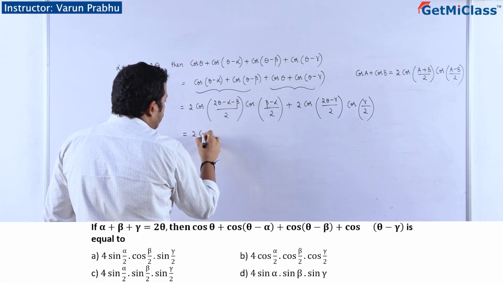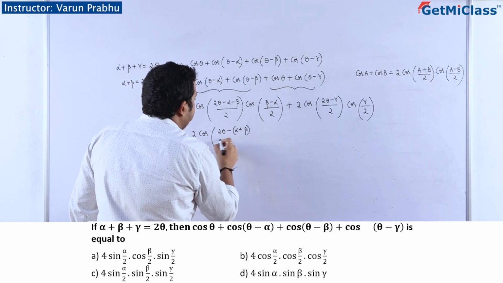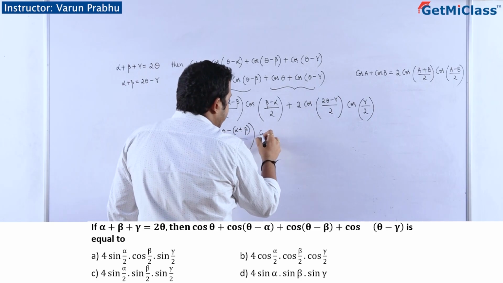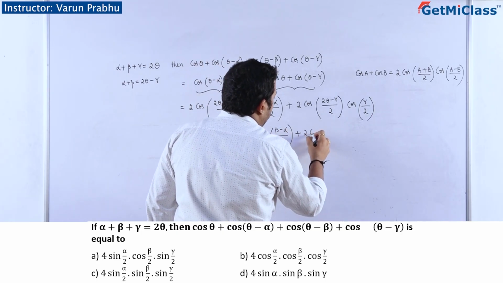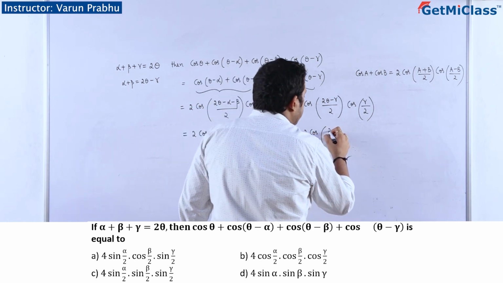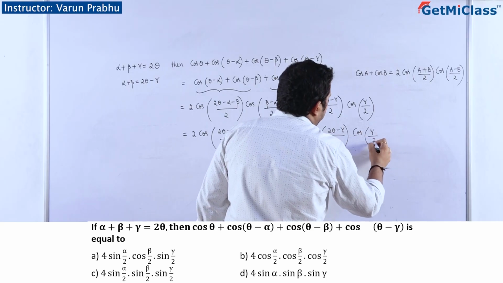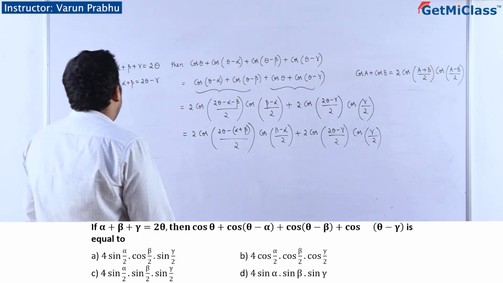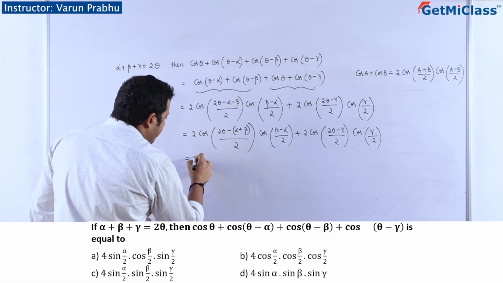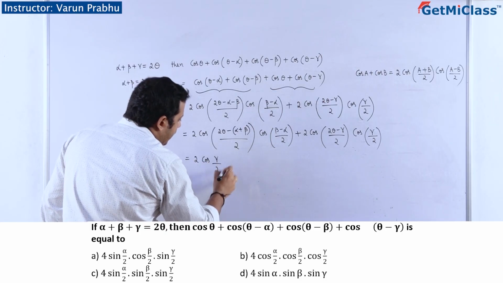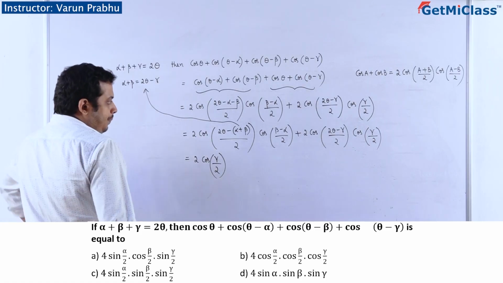So I can say here 2 cos of (2 theta minus (alpha plus beta)) divided by 2 into cos of (beta minus alpha) divided by 2, plus 2 cos of (2 theta minus gamma) divided by 2 into cos of gamma divided by 2. So what do we get now? Here alpha plus beta is nothing but 2 theta minus gamma. Doing this, you are left with 2 cos gamma by 2, correct or not? This is from here.